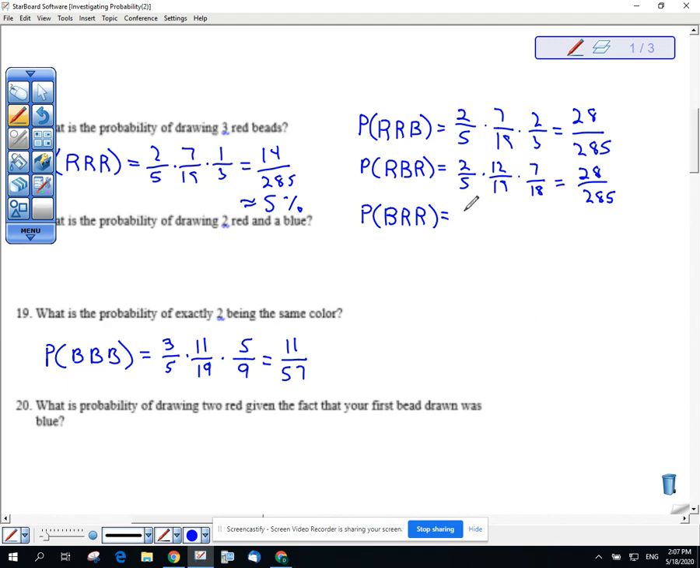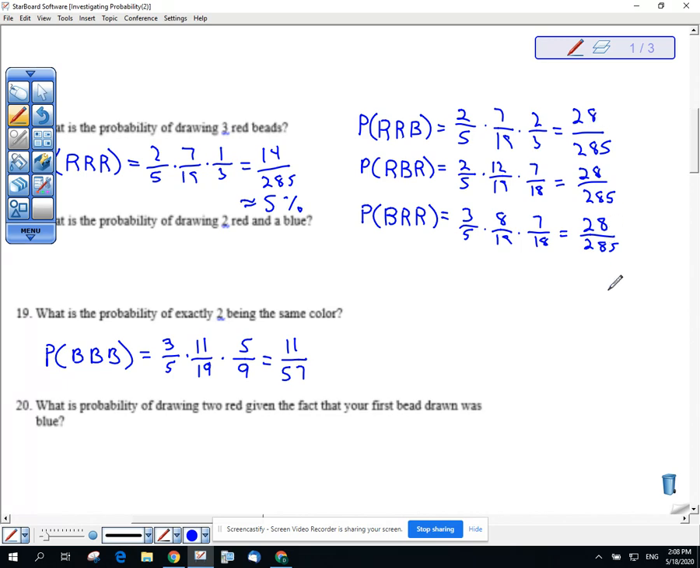And same thing here, this would be 3/5 times 8/19 times 7/18, comes out to 28 out of 285. And you do need to add those probabilities then, okay? So one trail on the tree diagram added to another one would give you that probability to cover all possible ways to get two reds and a blue.